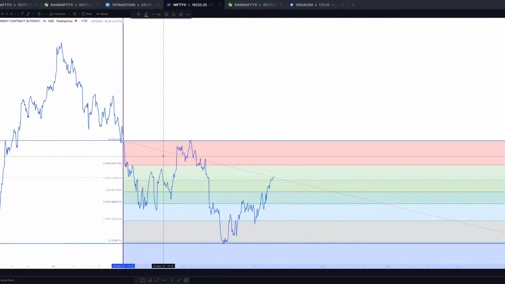Any question in this part? So we have just drawn the Fibonacci. If you want, I can repeat it.